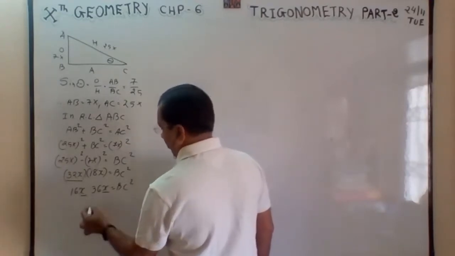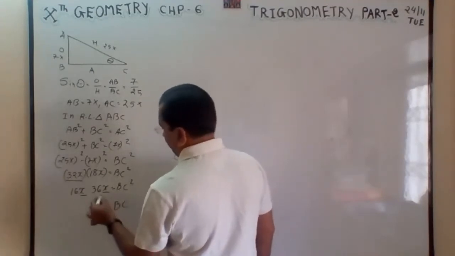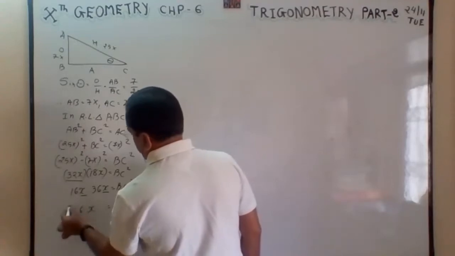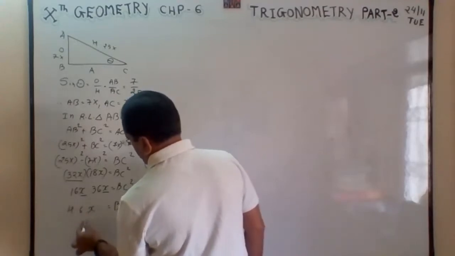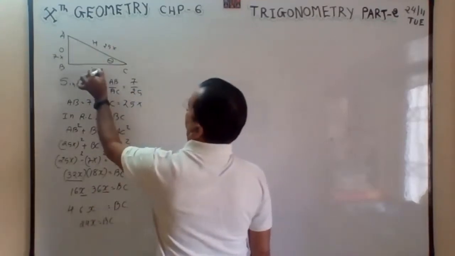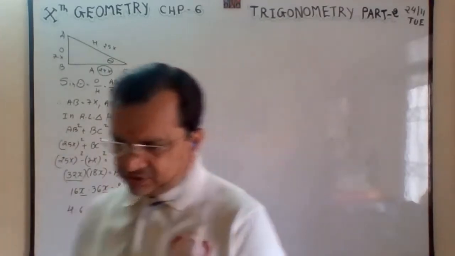X into x, x squared, so square root is x. BC square, square root is BC. 36 square root is 6, 16 square root is 4. So 24x is equal to BC. So this is 24x. Now your questions.